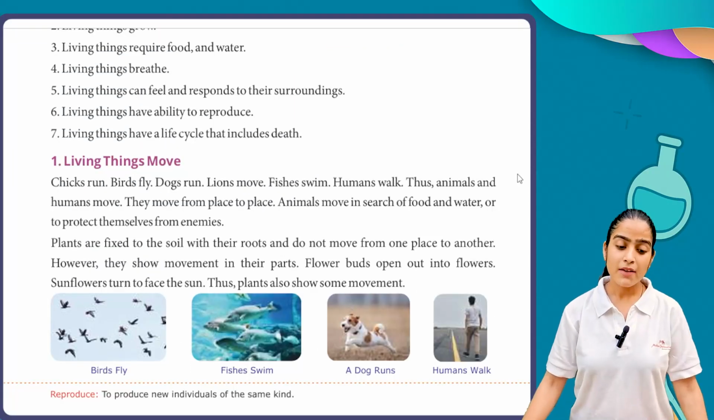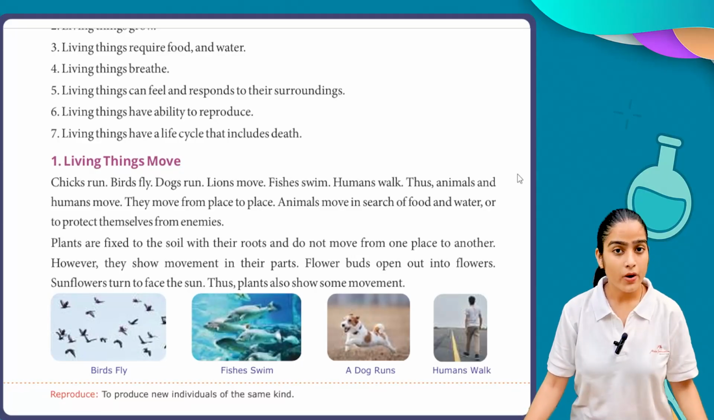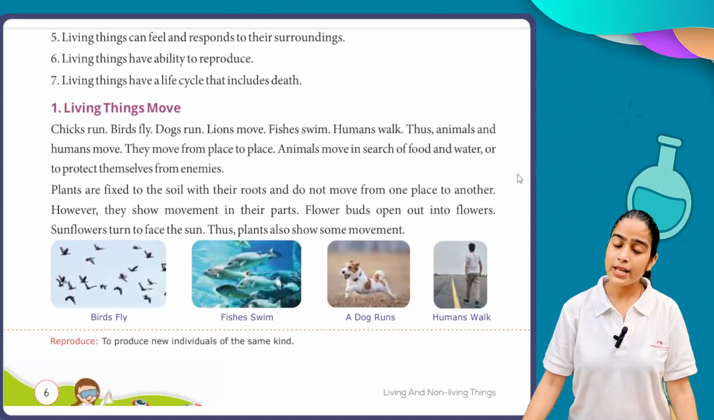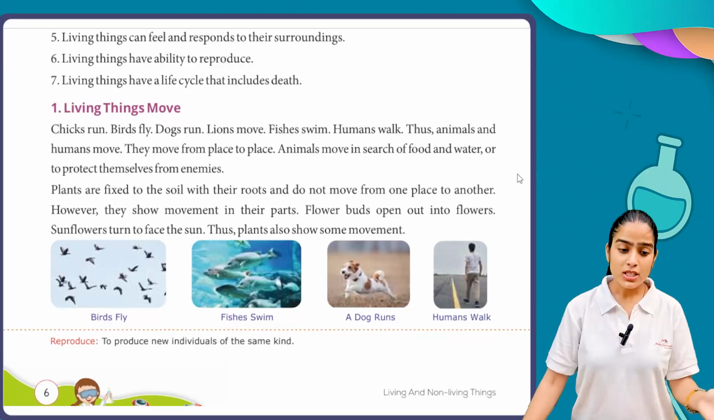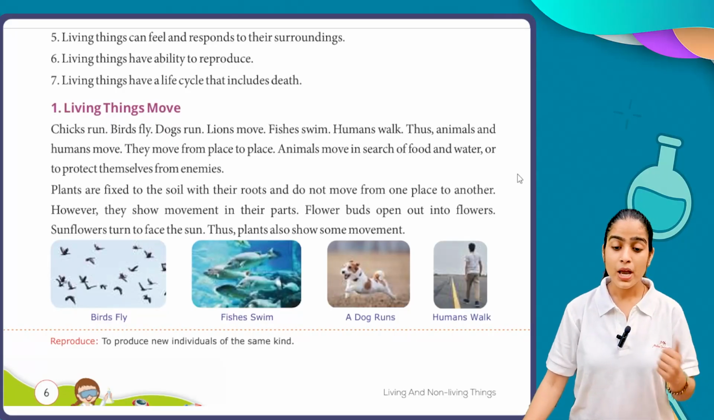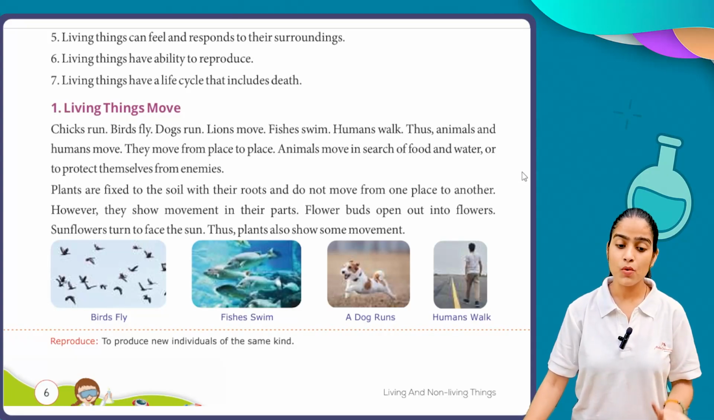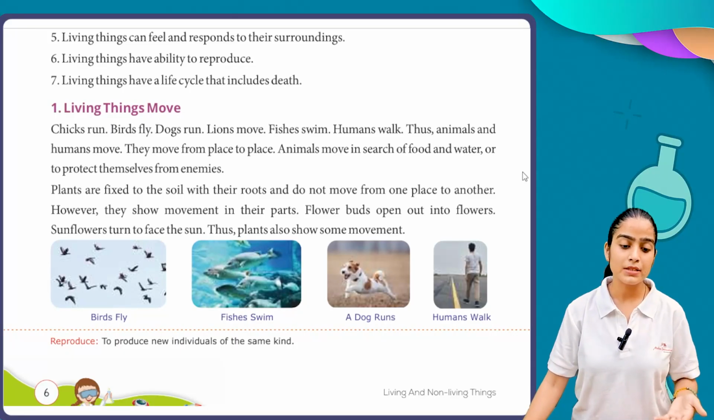Okay, next we have living things move. Now we have to study each characteristic in detail. As I already discussed with you, living things can move. Chicks run, birds fly, dogs run, lions move, fishes swim, humans walk. Thus animals and humans move. They move from one place to another place. Animals move in search of food and water or to protect themselves from enemies.